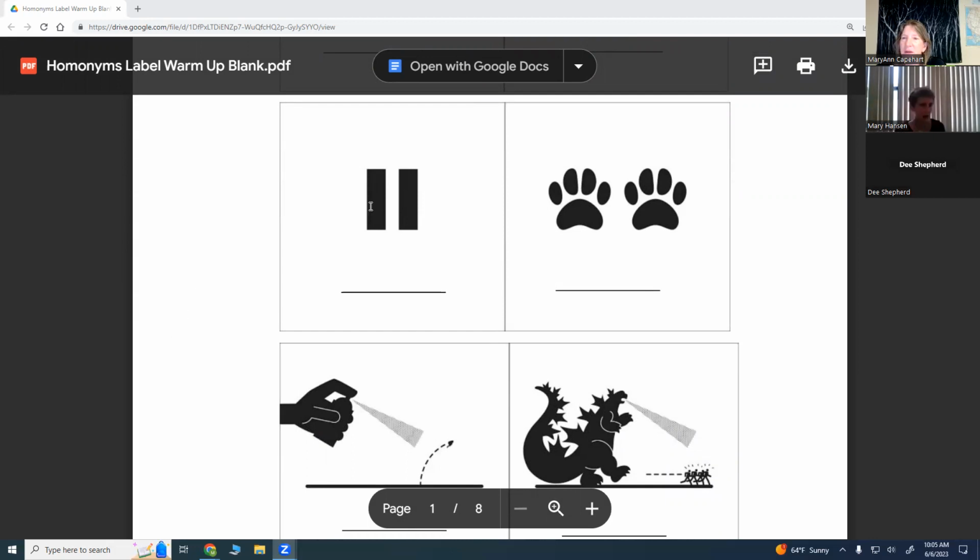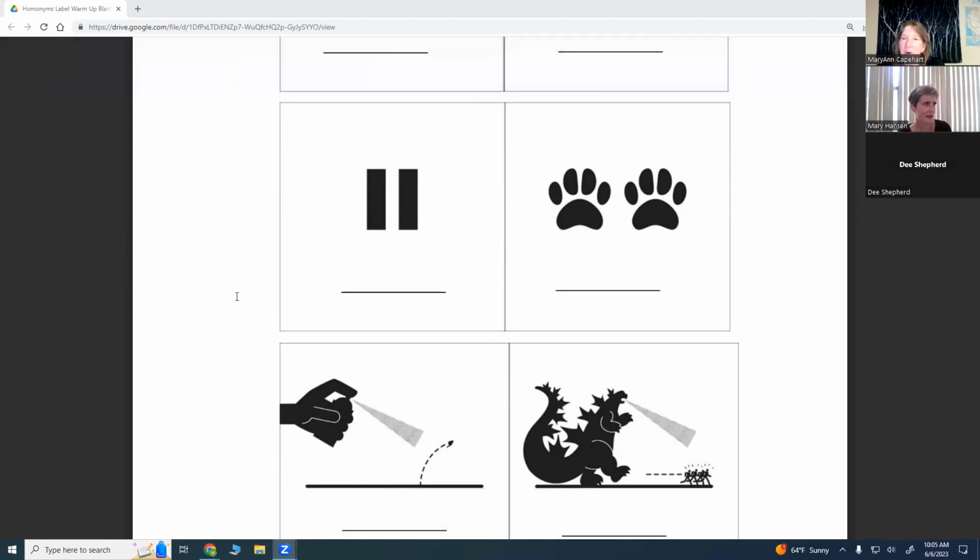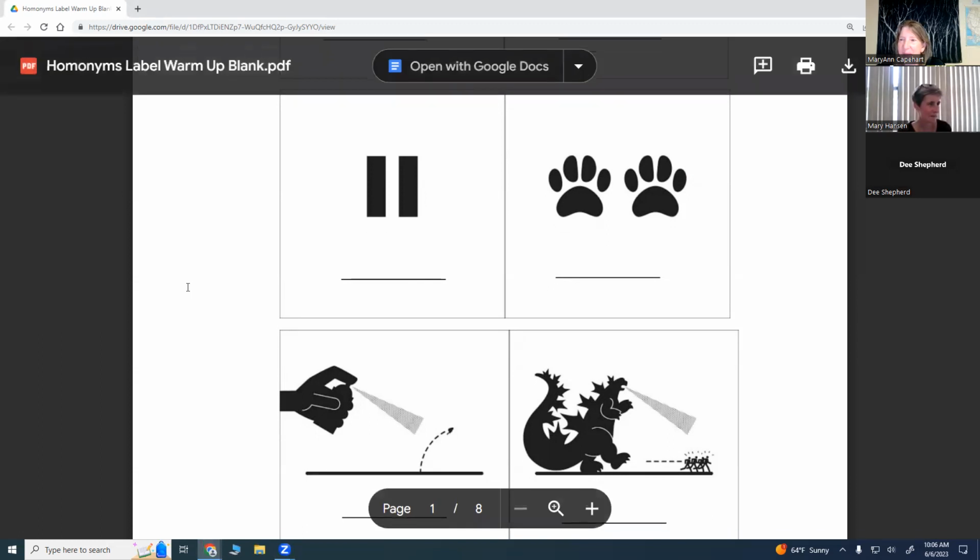We've got this thing here, and then we've got these two little prints. Can I participate? Yeah, you can participate. Paws and pause. Now we could write this in, but we don't need to. Paws and pause. It sounds exactly the same. So it's the same in its sound, but it's different in both spelling and meaning. How about this one?